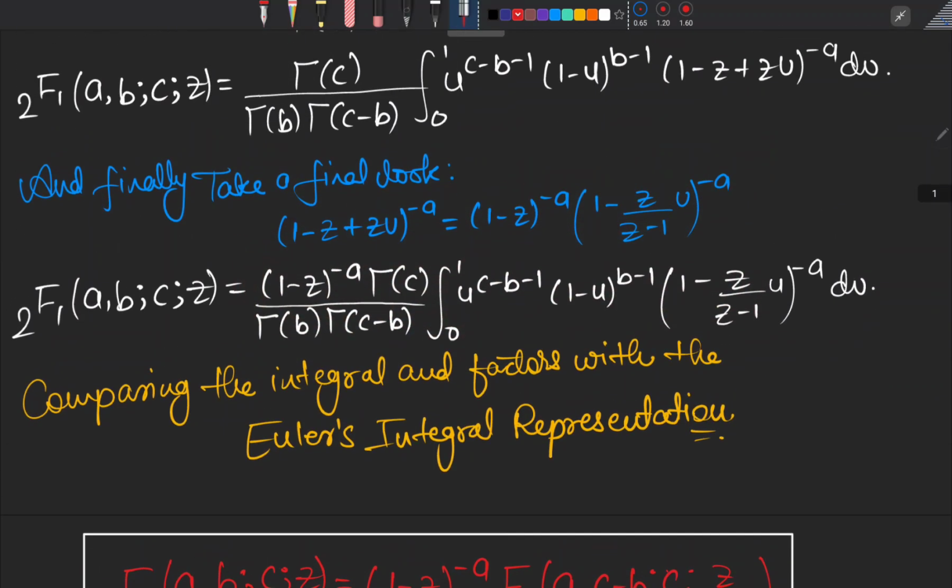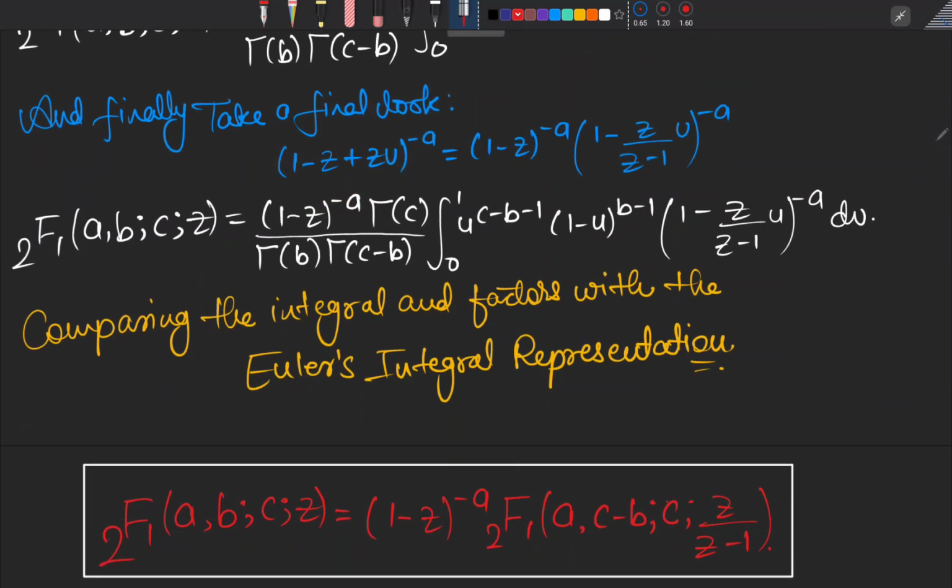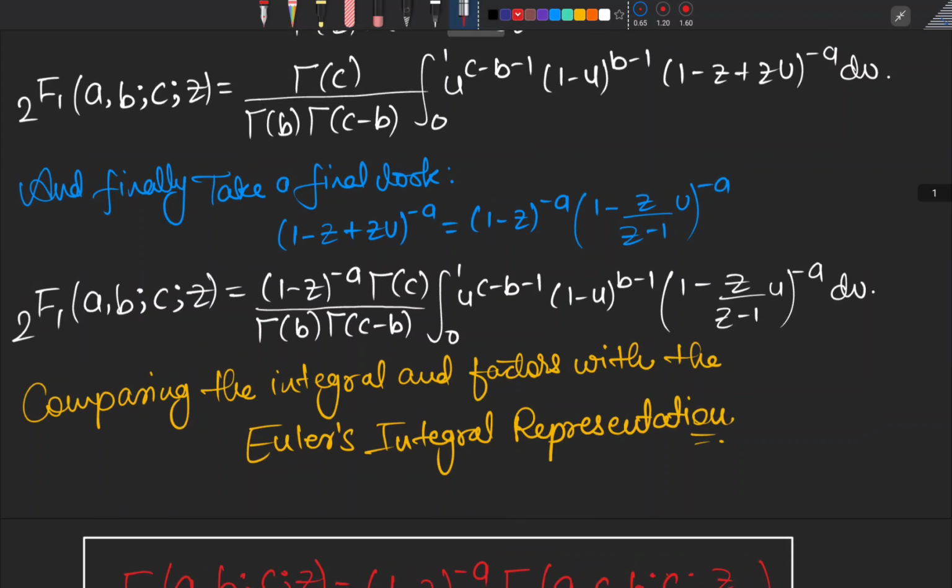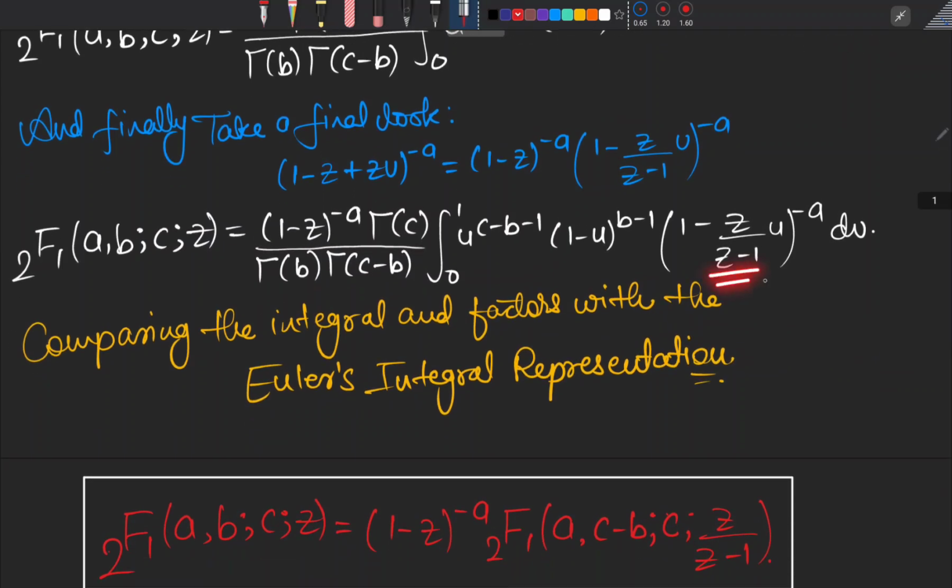Okay, so basically just plugging this back in the place of there, that's going to be giving us, again just factoring out this thing, the hypergeometric function equals (1 minus z) whole to the minus a times gamma of c over gamma of b times gamma of c minus b times the integral from 0 to 1 of u to the c minus b minus 1, and (1 minus u) to the b minus 1, and, actually wait a second, (1 plus z over z minus 1 times u) whole to the negative a du.